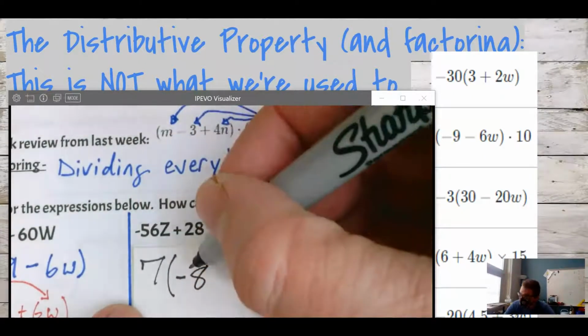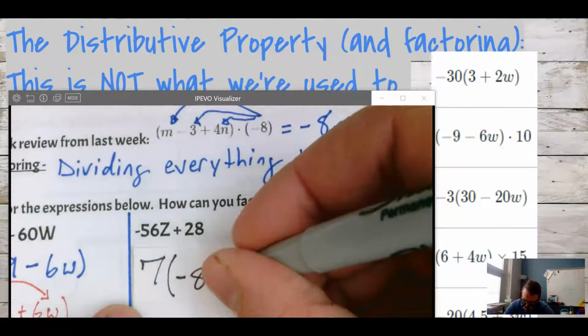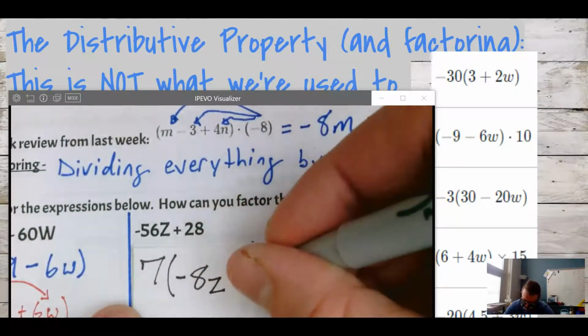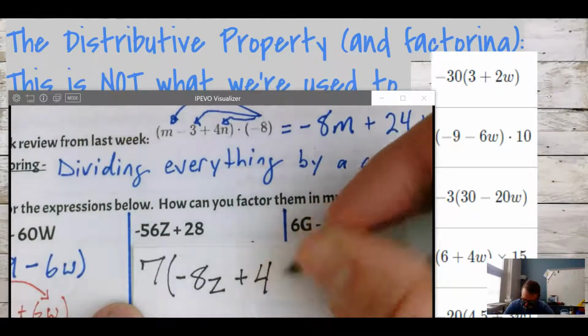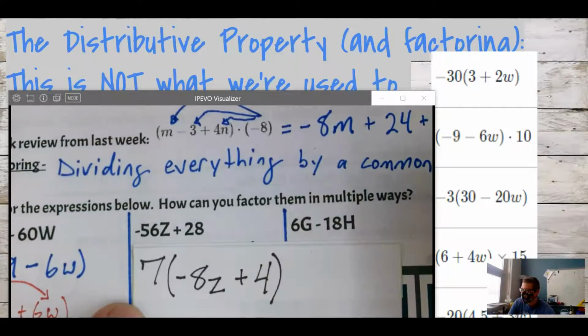So negative, because it was negative, right? And we divided by a positive, and the z comes with it. Then what's 28 divided by the 7? So if you factored out a 7, that's what you would get.